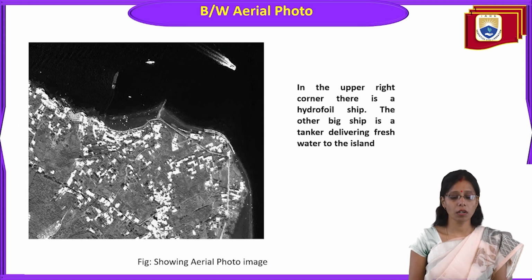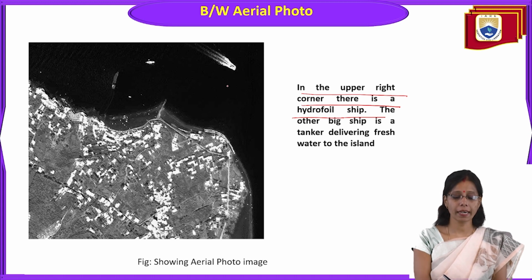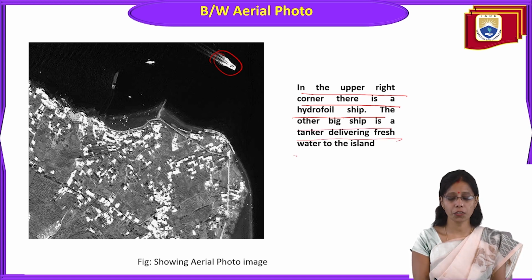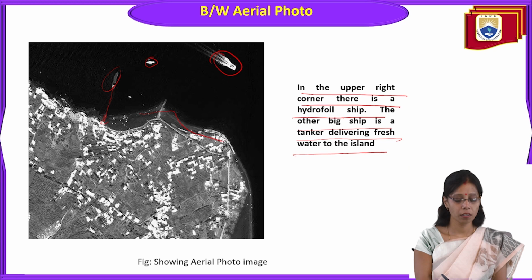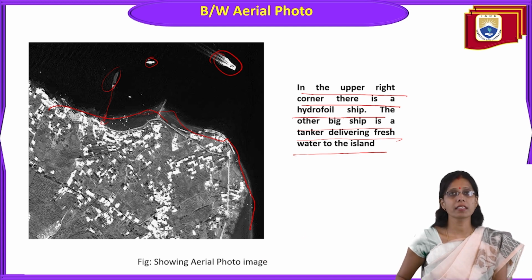Okay. Now, when we are talking about a black and white photo, in the upper right corner there is a hydrofoil ship, and the other big ship is a tanker delivering fresh water to the island. So we have ships here. It is delivering the fresh water to the island. This is the island, right? You can see here. So this is one aerial photograph which is in black and white and a very clear picture, but all things are in black and white.